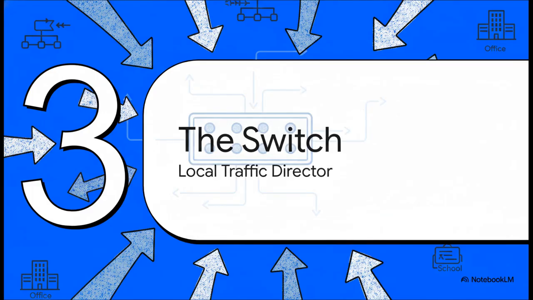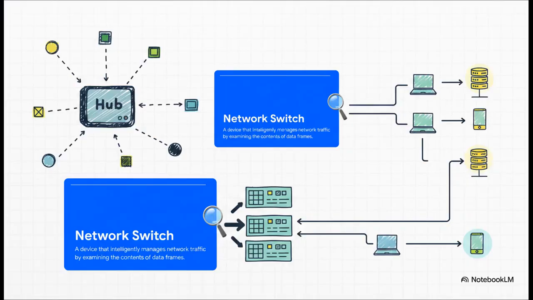All right, let's move on to our next piece of the puzzle. If a server is the service provider, then the switch is the local traffic director. Its job is to manage how data moves around inside a local network, like the one in an office or a school. So the official definition tells us that a switch is a big improvement on an older, dumber device called a hub. The key difference here is intelligence.